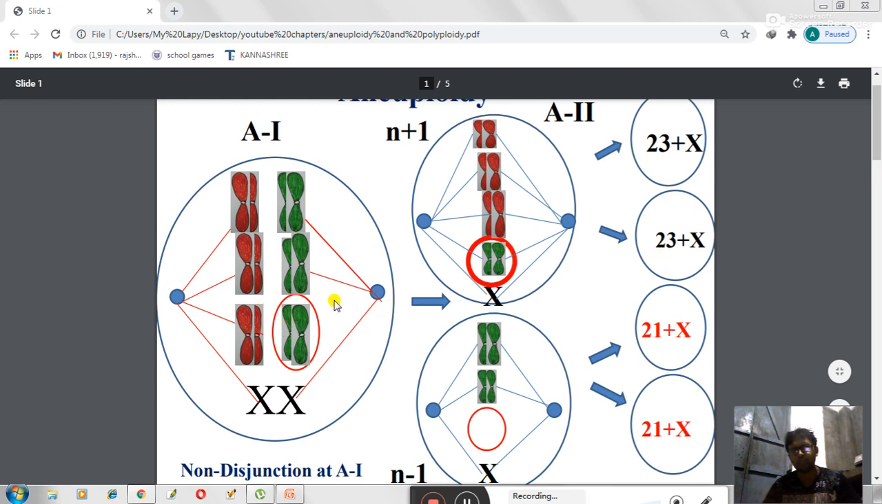So what happened here? We know that out of the 46 chromosomes, 44 are autosomes and 2 are X chromosomes. As a normal rule of meiosis, what will happen? 22 will be there and 22 will be there with 1 X chromosome. But in this case, what happened?